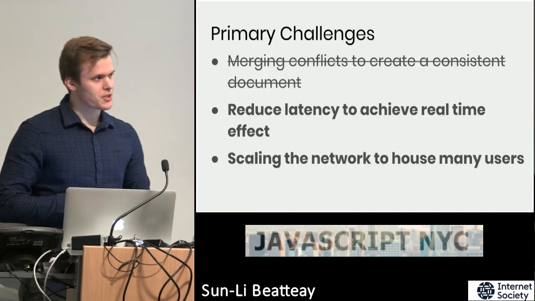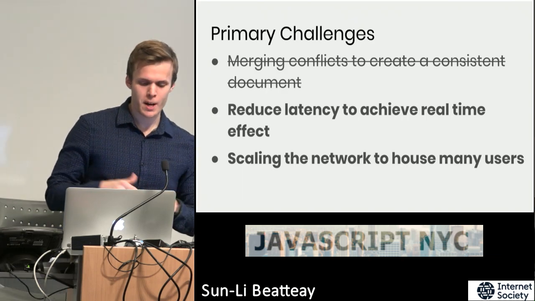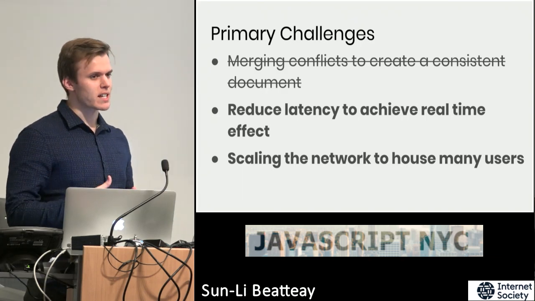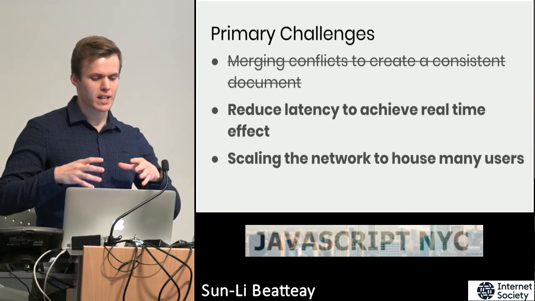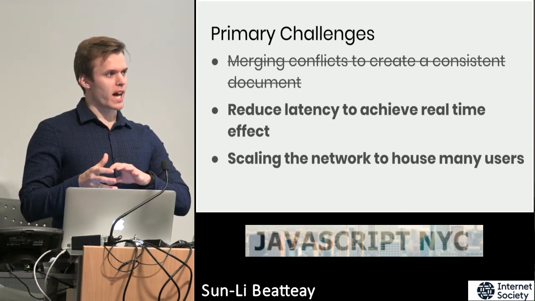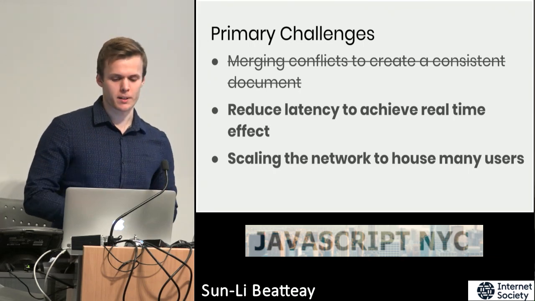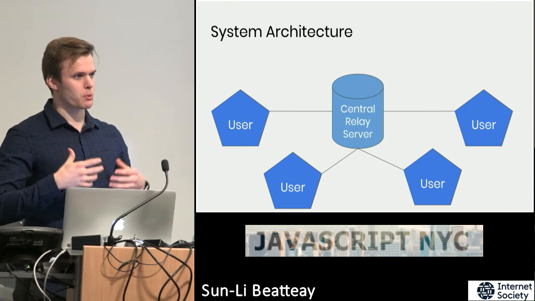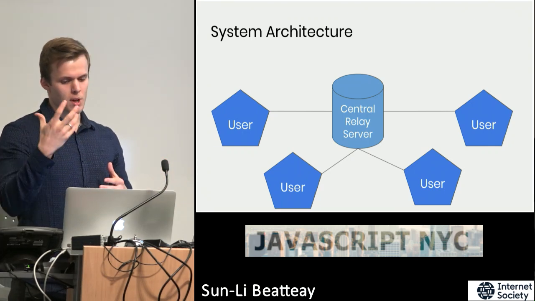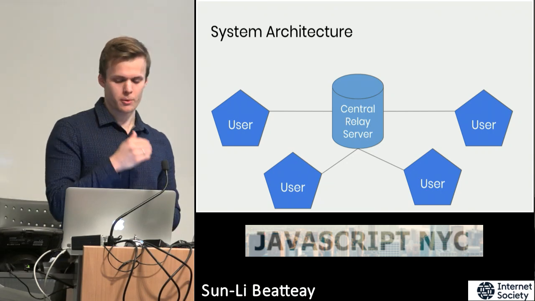With the CRDT in place, we've solved our merging conflicts problem, but we still have the problem of latency and scaling the network. In order for our team to tackle these issues, we had to look at our current architecture and see if there were any flaws or limitations that we could improve upon. At the time, this was our architecture. We had multiple users, each with their own copy of the CRDT, and a central relay server where they're all sending the operations through.